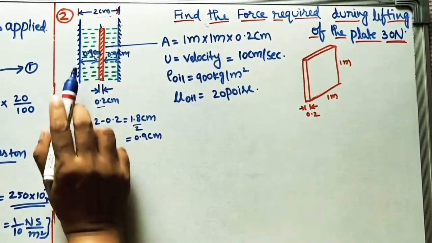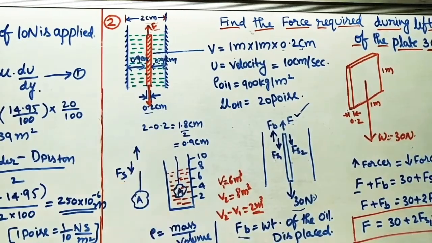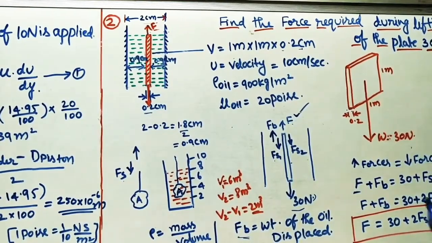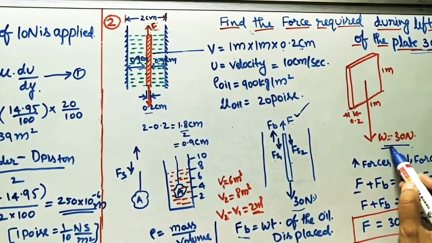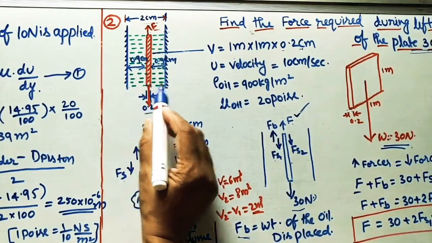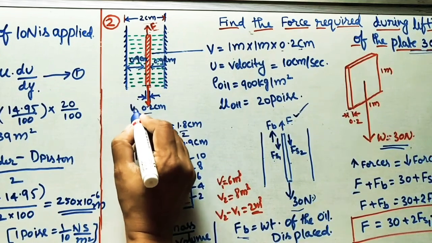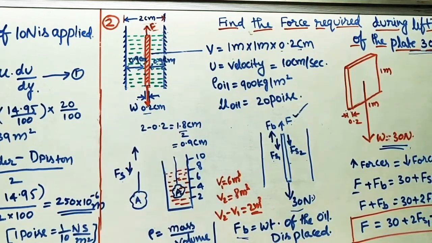Okay, so 0.9 plus 0.9 plus 0.2 means it is 2 centimeters. So this is 0.2 centimeters. What is the other given data? The weight of the plate is 30 newtons. So the weight of this plate is 30 newtons. Now here I am taking the thickness of this plate as 0.2. And the weight is acting downward, as we know, because of gravitational force.